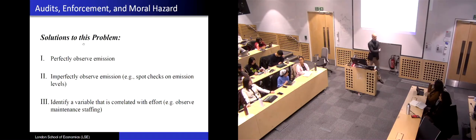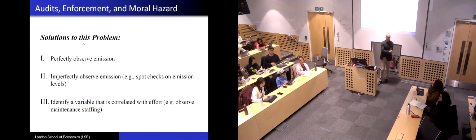When I started teaching this course, I would think this is ridiculous. We cannot perfectly observe emission, but with improvement in measuring, and especially with satellite imagery, I think we're in a much better position compared to where we were maybe 10 years ago. So we can do lots of stuff around that. This is one thing that we can do, but again, it's not always feasible.